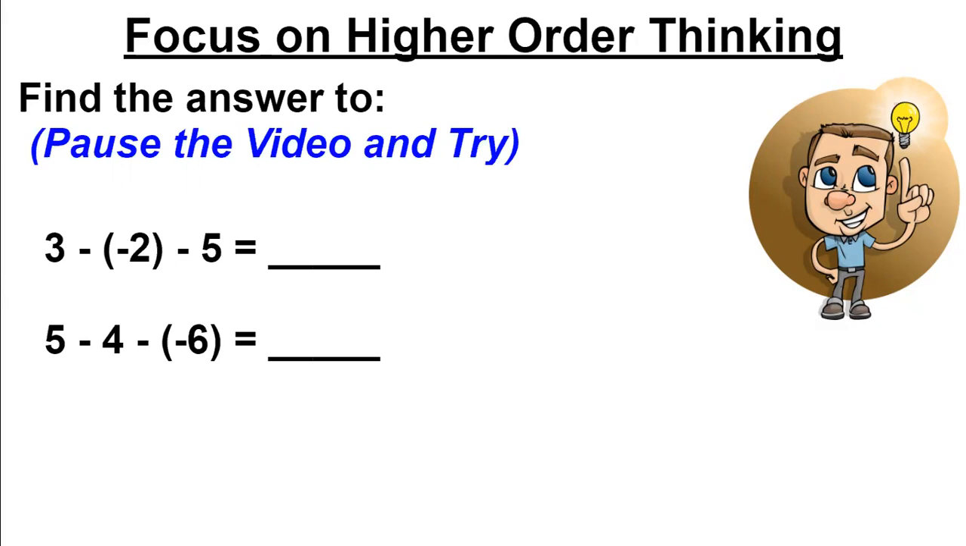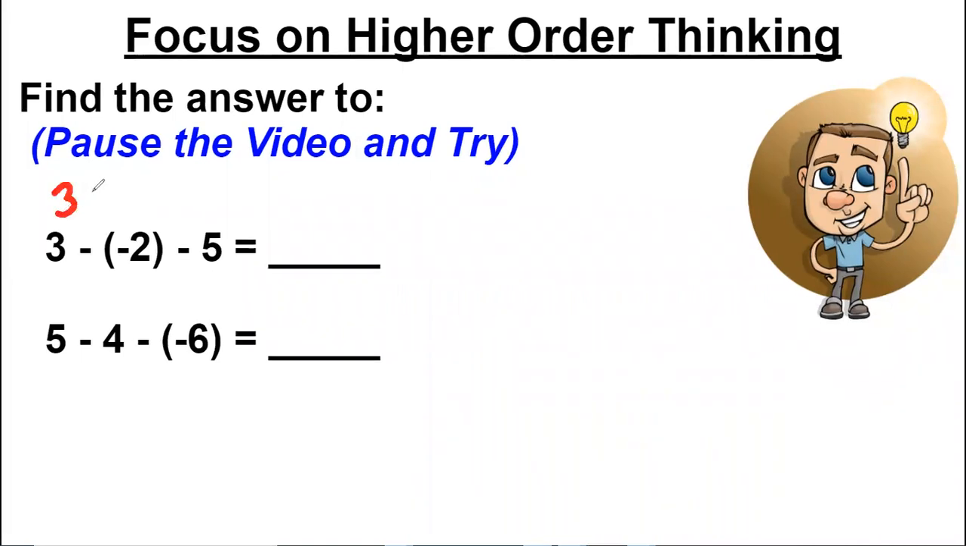Okay, did you try? I hope so. All right, let's take a look at it. 3 minus -2. I'm going to rewrite that as 3 plus +2. Okay, do that part first. What is 3 plus +2? 5, right? 3 plus 2 is 5.